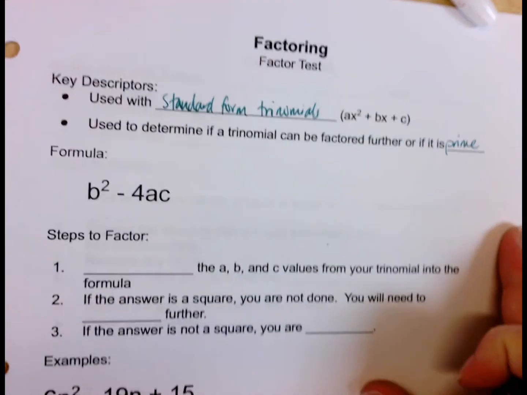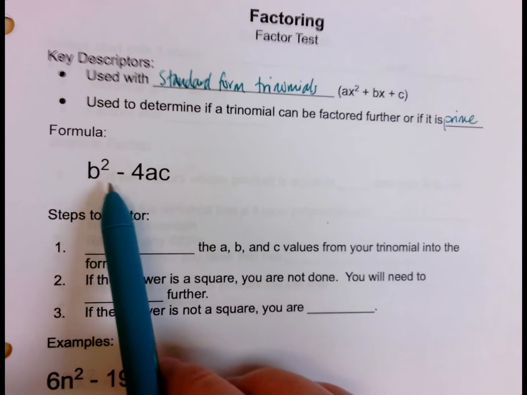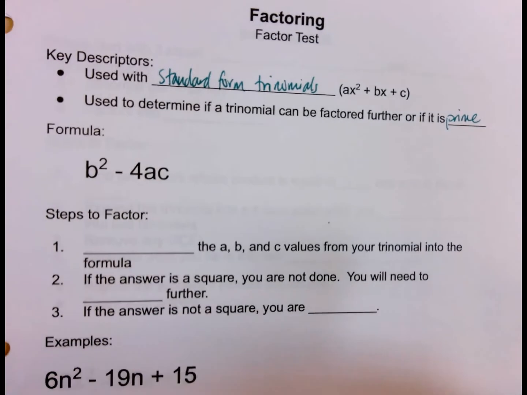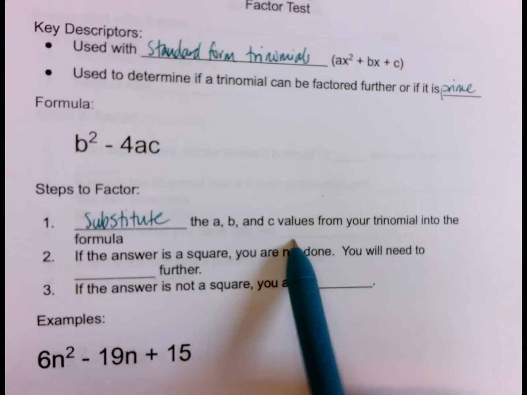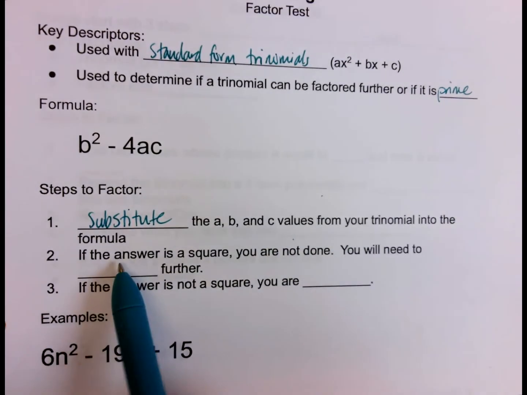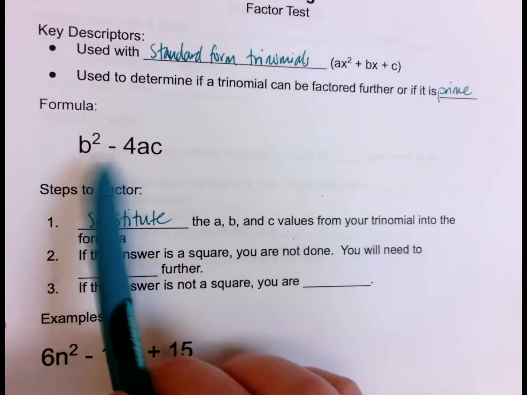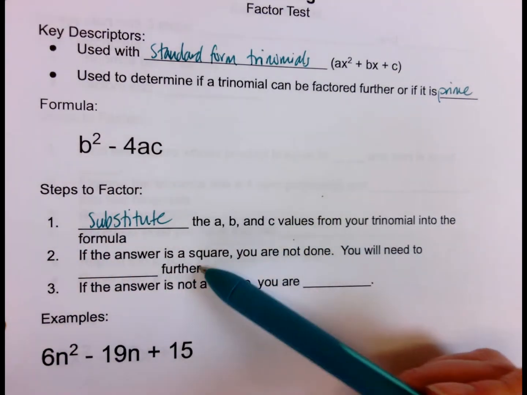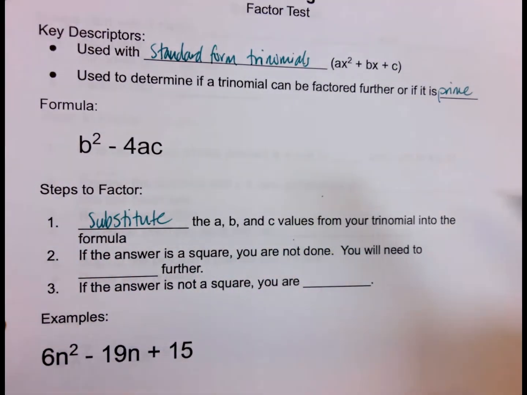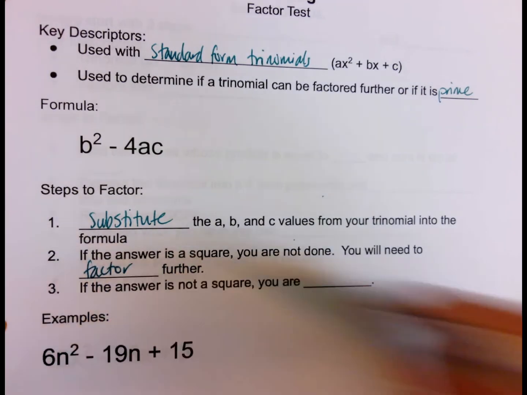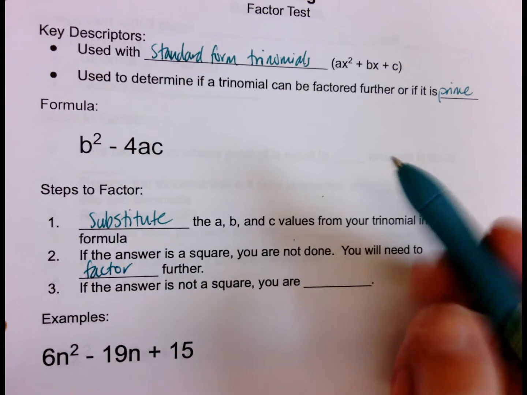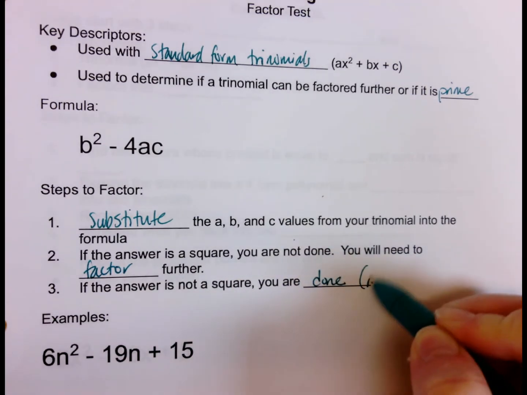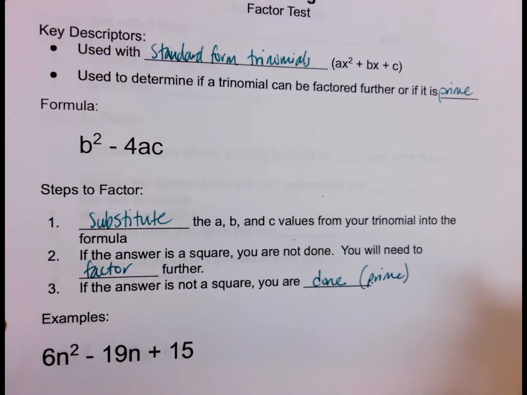All right, so here's the formula. It's really simple. It's b squared minus 4ac. The first thing you're going to do is substitute the a, b, and c values from your trinomial into the formula. That's where the standard form comes into play. A, b, and c, that's where these come from. If the answer is a square, you are not done, and you will need to factor further. If the answer is not a square, you are done, and that means that it is prime. All right, so keep that in mind.